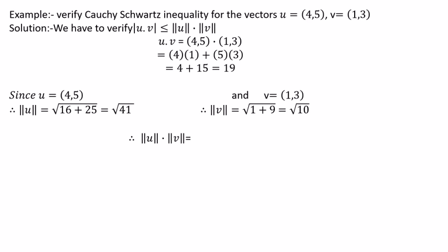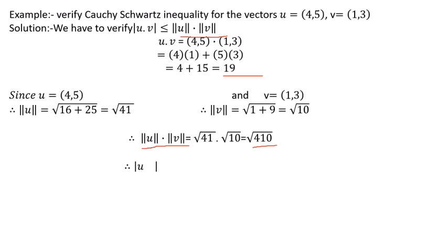Now, therefore, norm u into norm v is equal to root 41 into root 10, which is equal to root 410. That is, we got the value of the right hand side of this Cauchy Schwartz inequality, that is norm u into norm v is root 410. At the same time, we know the value of the left hand side is 19.